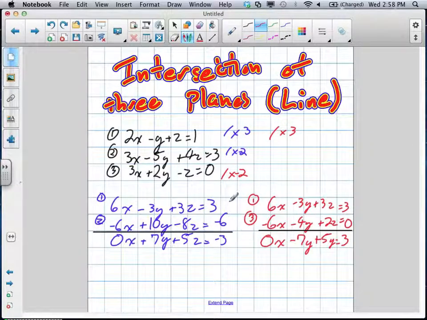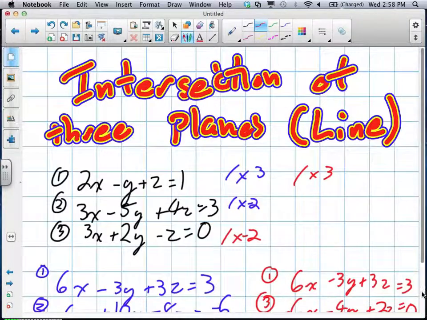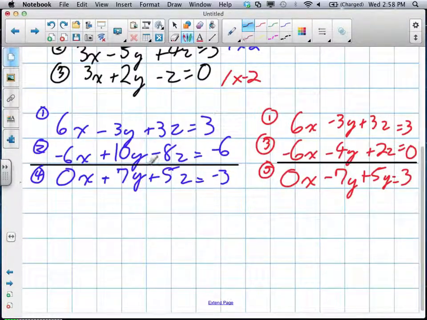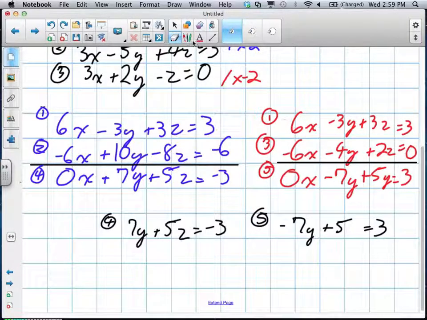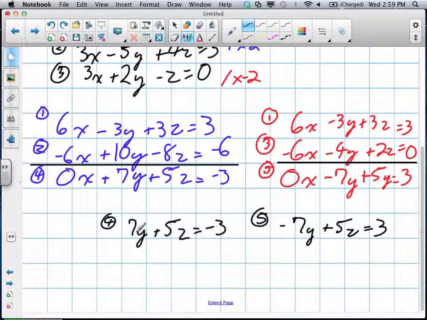Okay, so this now gives us 2 new equations. We'll call the blue one equation 4 and the red one equation 5. So really, the way we can write those 2 equations, 7y plus 5z is equal to negative 3, and negative 7y plus 5z is equal to 3. So we have these 2 new equations. We're going to do the exact same thing to try and eliminate our y variable. Because our coefficients of y are the same, we're going to add the 2 together.